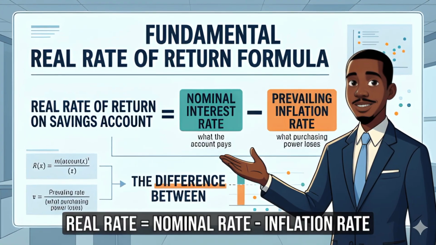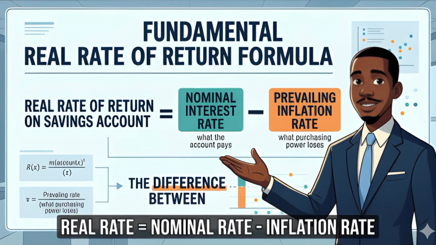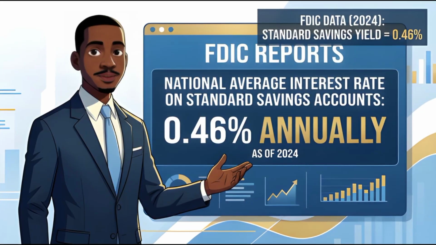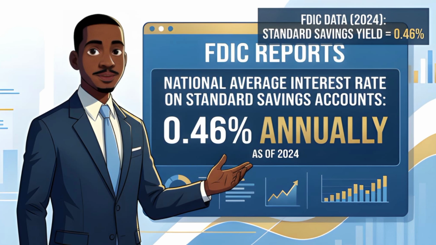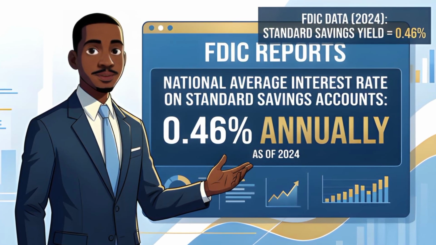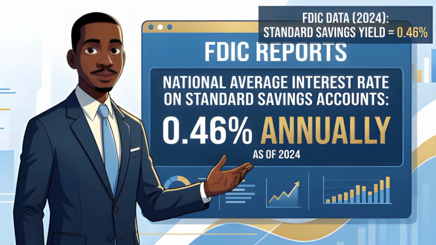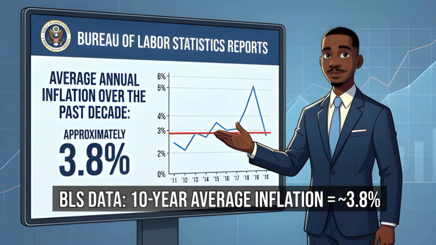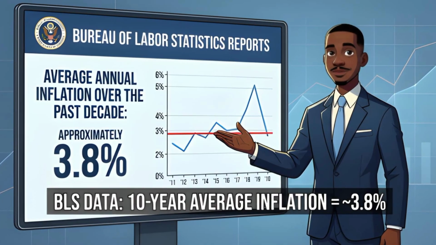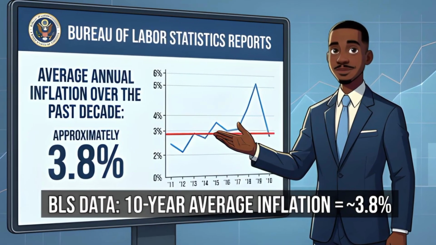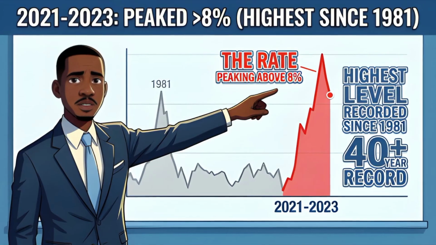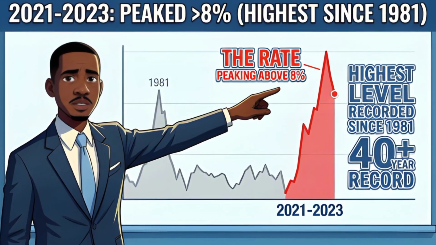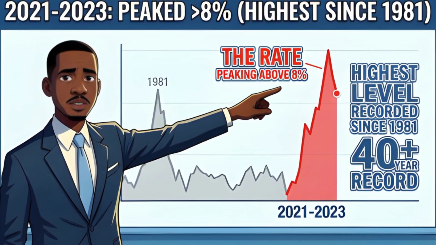The real rate of return on a savings account is the difference between its nominal interest rate and the prevailing inflation rate. The FDIC reports the national average interest rate on standard savings accounts at 0.46% annually as of 2024. The Bureau of Labor Statistics reports average annual inflation over the past decade at approximately 3.8%, with the rate peaking above 8% between 2021 and 2023. The highest level recorded since 1981.